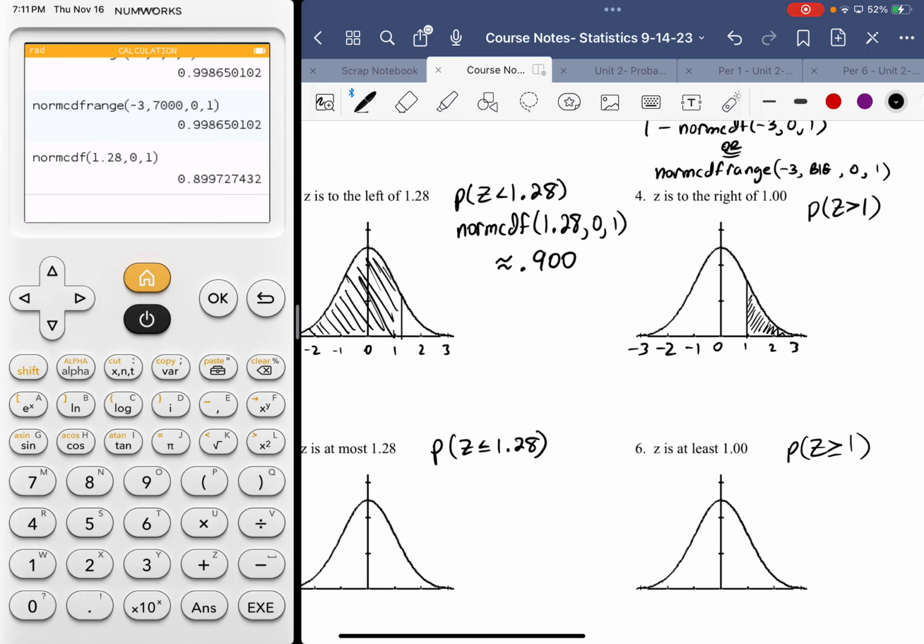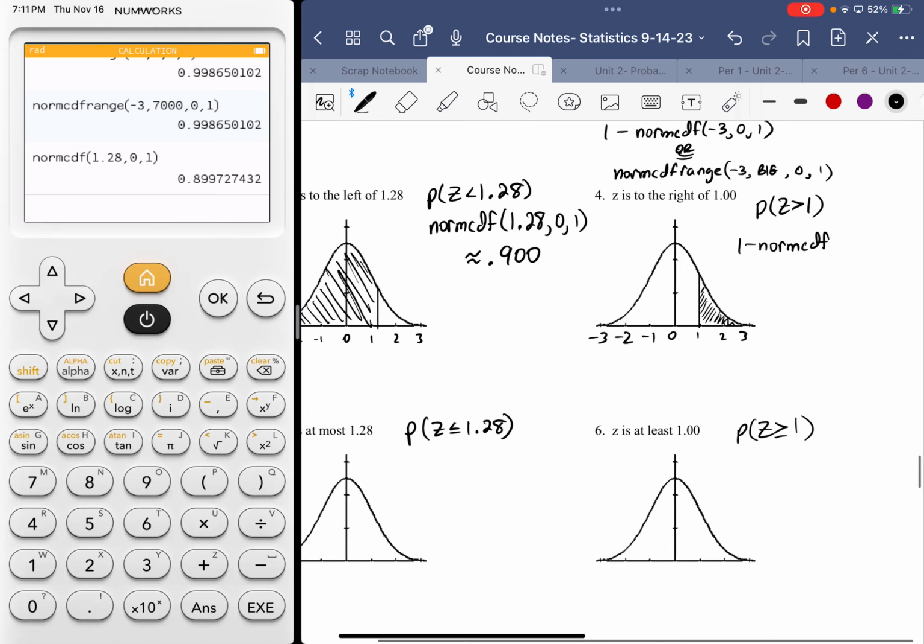So here I would do either 1 minus norm CDF, 1, 0, 1. And again, repeat this a few times just so it kind of becomes second nature. 0 and 1 in each case, whether it's norm CDF range, the last two parameters are 0 and 1, because that's what the mean and standard deviation are for the standard normal curve.